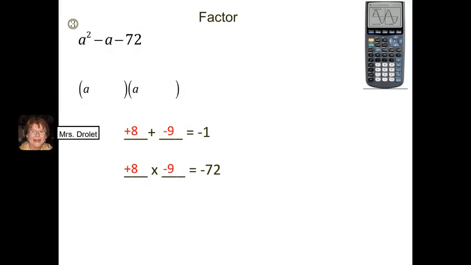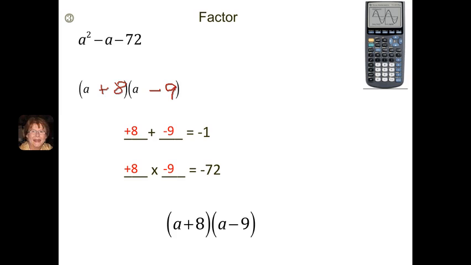So the two numbers are +8 and -9. When I add these two numbers, it gives me -1. When I multiply the two numbers, it gives me -72. So inside our factors, I can now place my +8 and my -9. These are the factors of the trinomial a squared minus a minus 72.